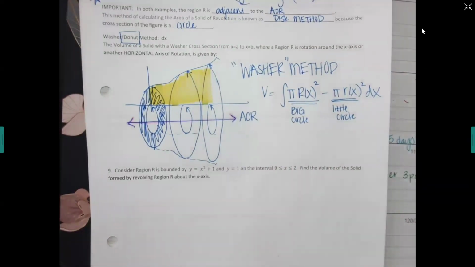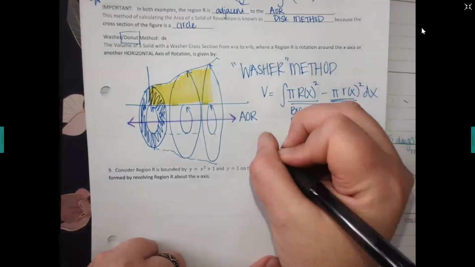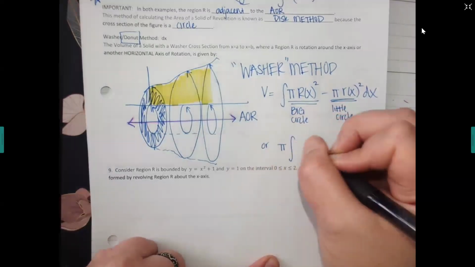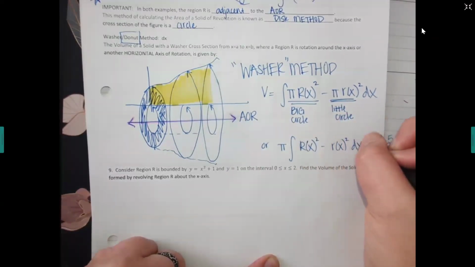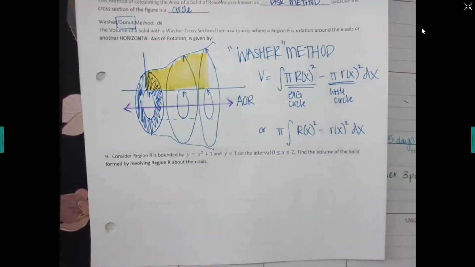So if you have a gap between your region and what you're rotating around, you're going to have two radius measurements, one for the big circle and then another one for the little circle. Now, when you're typing this into the calculator, you should just pull this pi out. So I'm going to rewrite this here, where the pi is on the outside, and then you're just going to do big R squared minus little r squared. This will be a lot easier for you to type in if you just put the pi in the front. That way it's distributed to both of them and you don't have to put it twice.